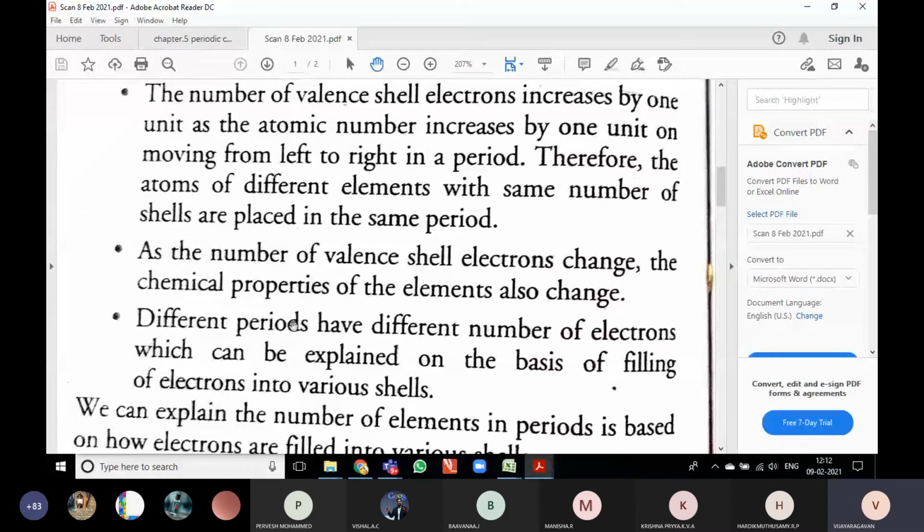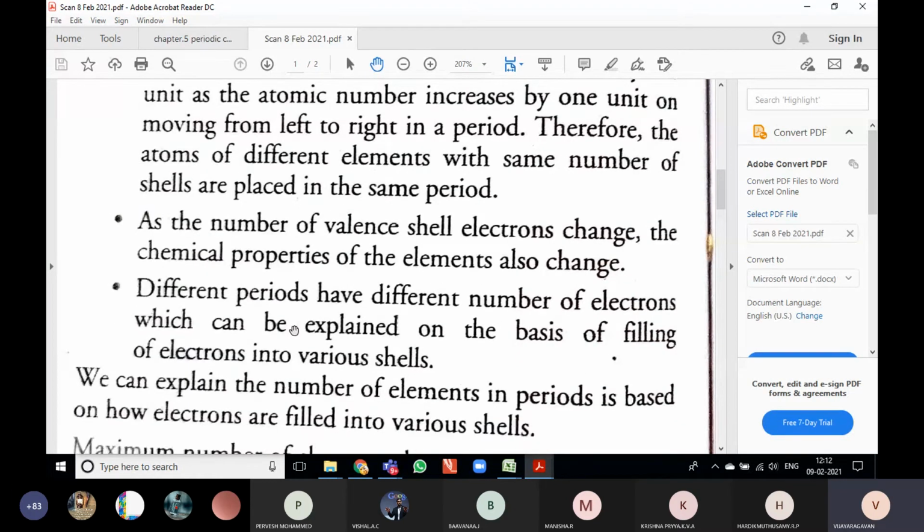Different periods have different numbers of elements, which can be explained on the basis of the filling of electrons into various shells. So when you go from period to period, based on the valence electrons, we can identify which period the element belongs to. For this, we want to know about the atomic numbers.